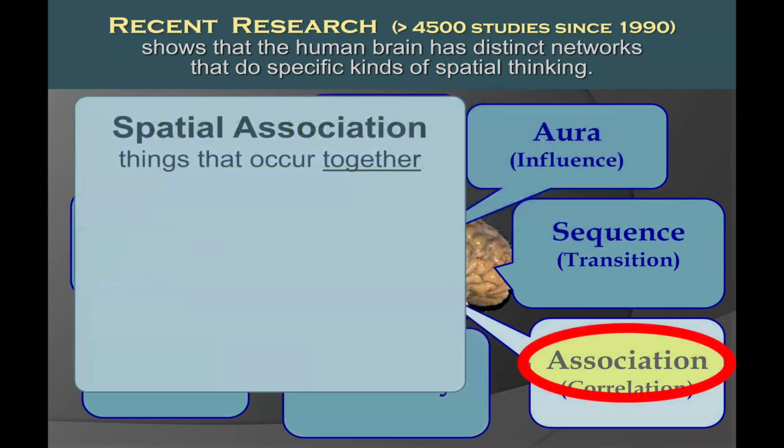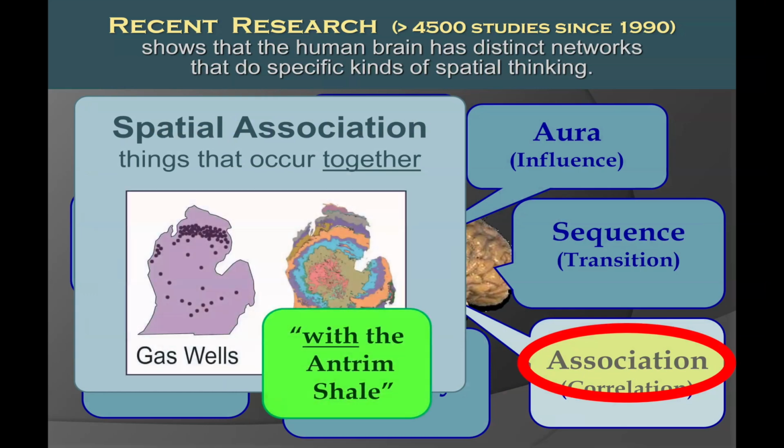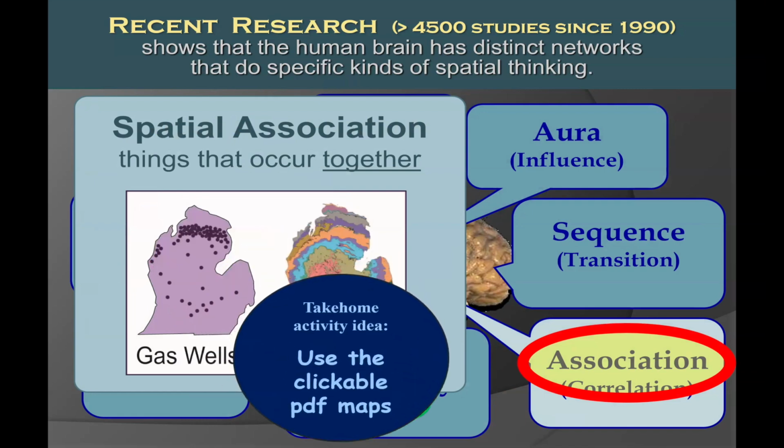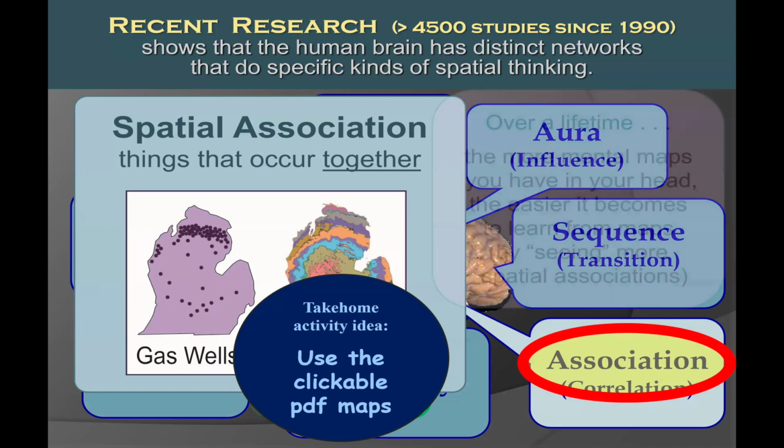Things that occur together are processed through, you guessed it, another brain network. This one's just in front of your right ear, and it's what associates things that occur together, like the gas wells of Michigan that occur together with the Antrim Shale, because that's the rock that stores gas. And wherever the Antrim Shale exists, you're likely to find some gas. We've created a whole set of clickable maps that I'll show you at the end of this presentation, the website where they can make these associative comparisons.